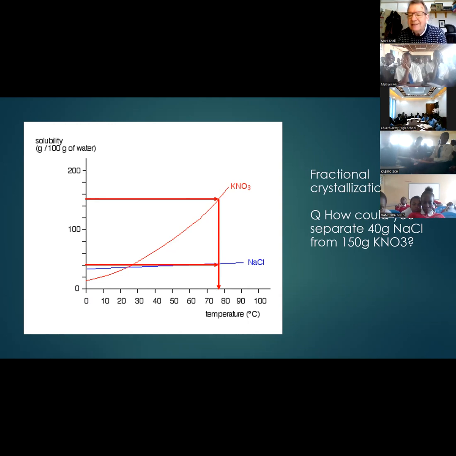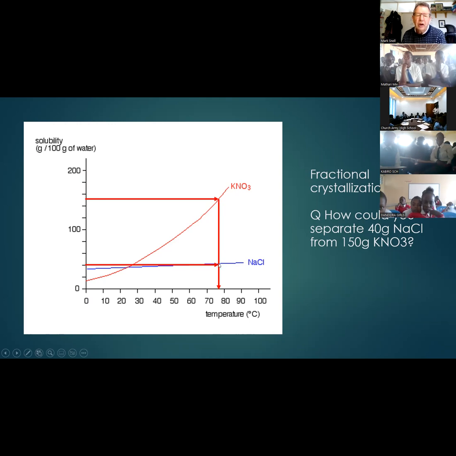So what I would do is to get 100 grams of water, 100 mils, 100 cubic centimeters of water. And I would add this mixture, because we assume that it is actually a mixture of solids, and I would heat it up to around about 80 degrees. At about 80 degrees, both the potassium nitrate and the sodium chloride would dissolve. And then I would let it cool down.